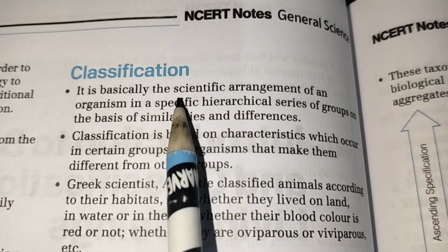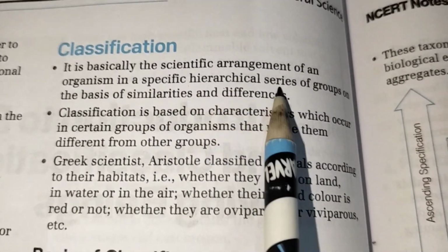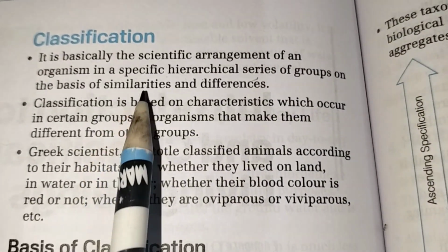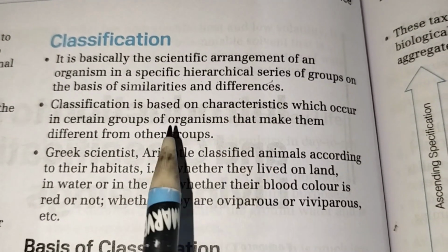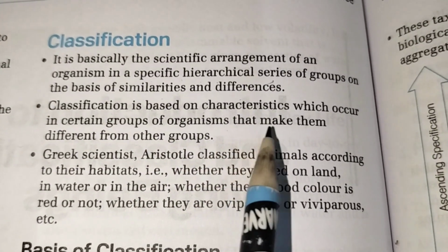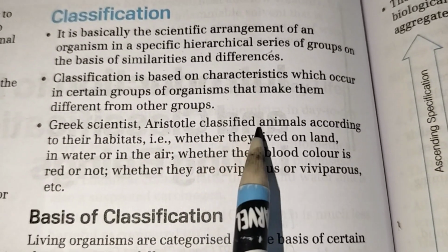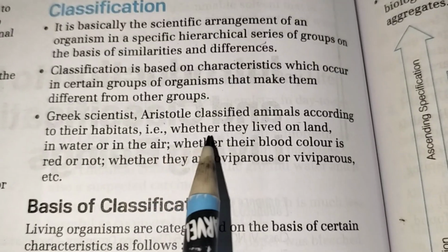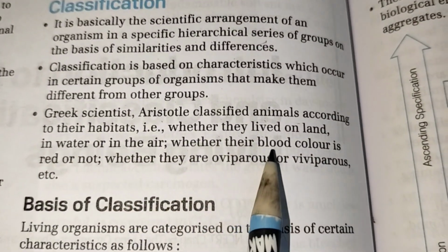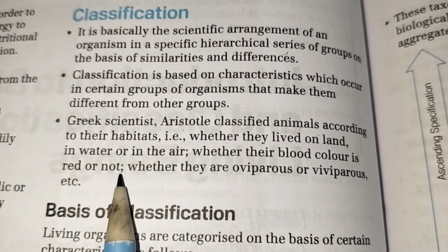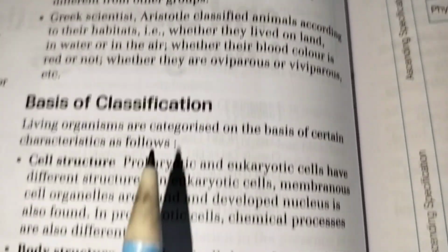Classification. It is basically the scientific arrangement of an organism in specific hierarchical series of groups on the basis of similarities and differences. Classification is based on characteristics which occur in certain groups of organisms that make them different from other groups. Greek scientist Aristotle classified animals according to their habitats, whether they lived on land, in water, or in air, whether their blood color is red or not, whether they are oviparous or viviparous, etc.